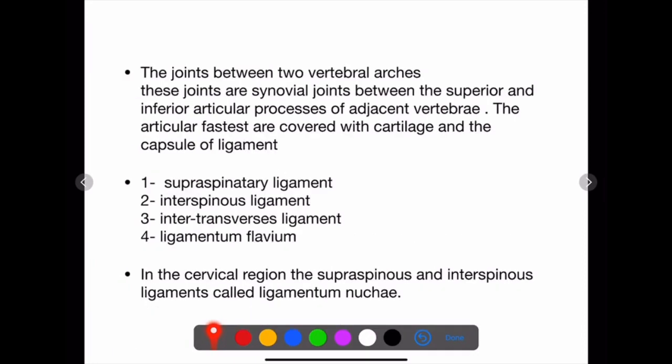The joints between the two vertebral arches are synovial joints between the superior and inferior articular processes of the adjacent vertebrae. The articular facets are covered with cartilage and by a capsular ligament.